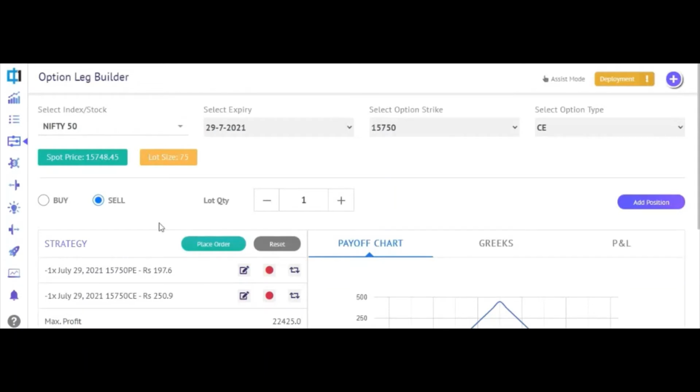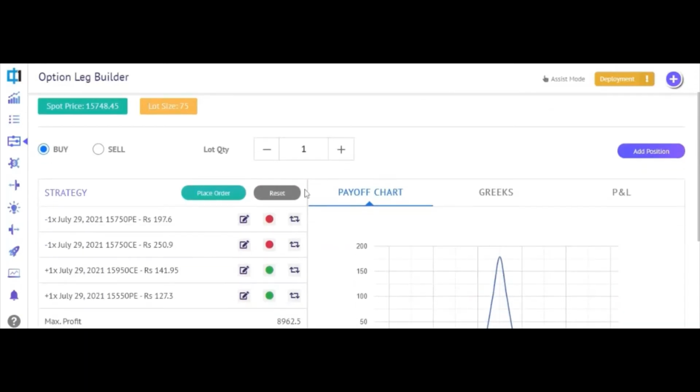And now we need, let's say we need to buy the covers. So for that, in our example, let's go 200 units up and down. So we will purchase a call at 15,950, and for our put, we will go down from our current ATM and we'll use 15,550 as a put cover to buy. So that makes it a butterfly strategy.